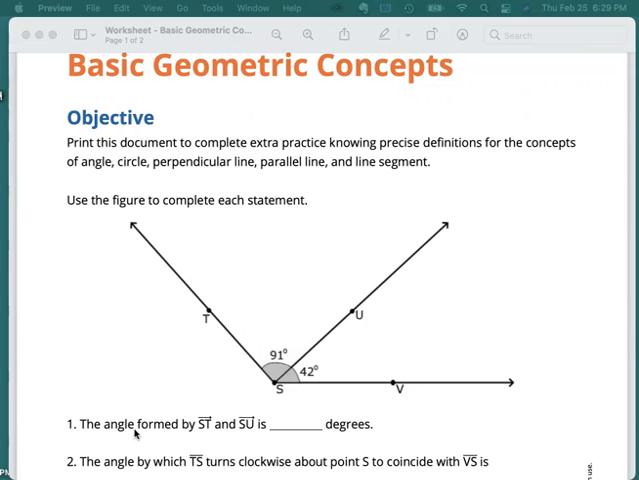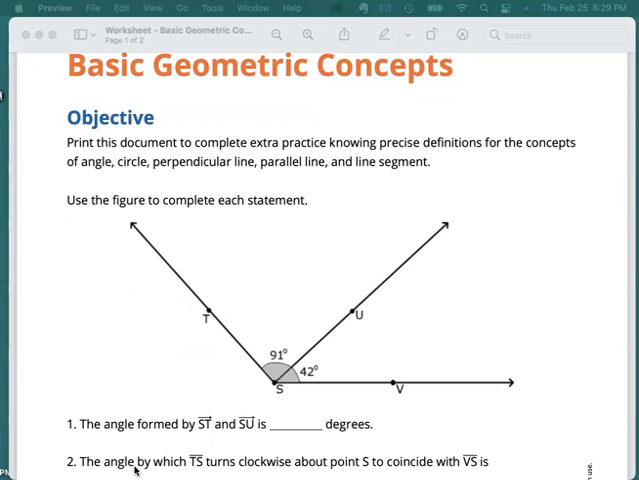So the angle formed by ray ST, so that is this ray coming up and to the left, starting at S, going through T, and ray SU, that's this middle ray going up this way. So the angle formed right there is 91 degrees.